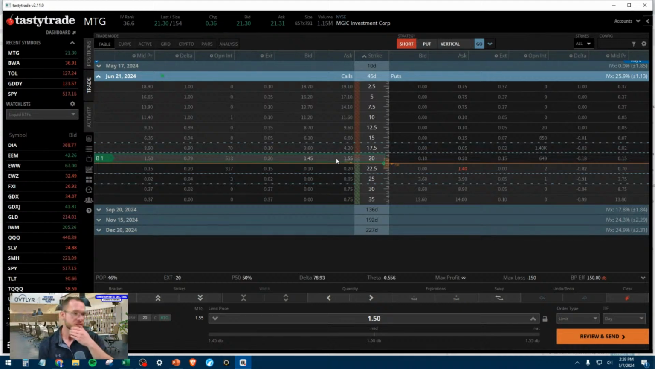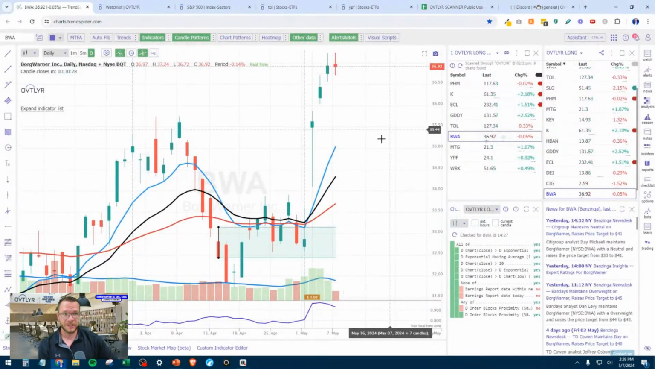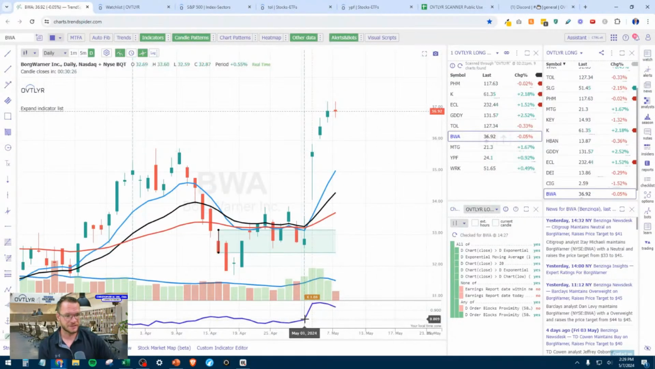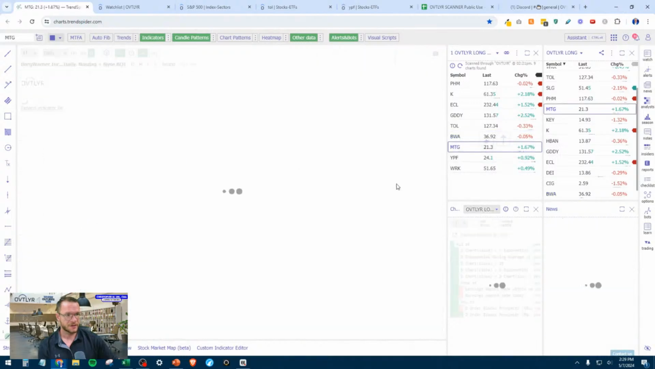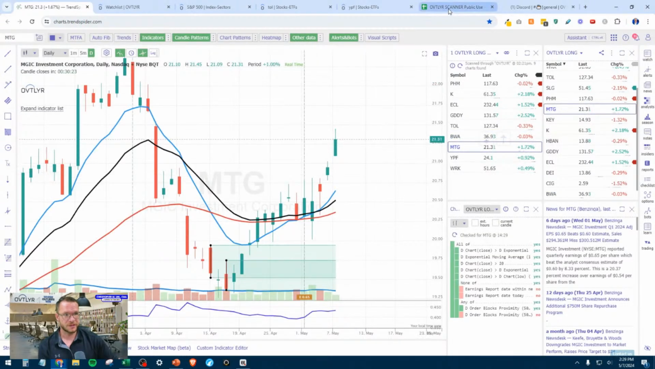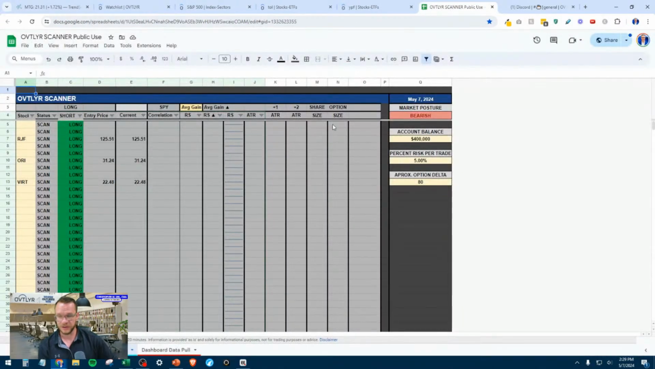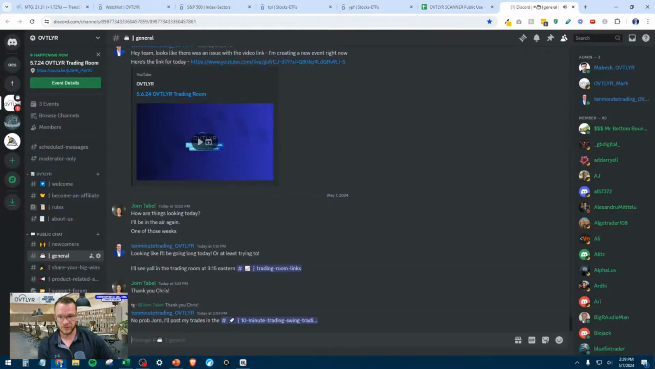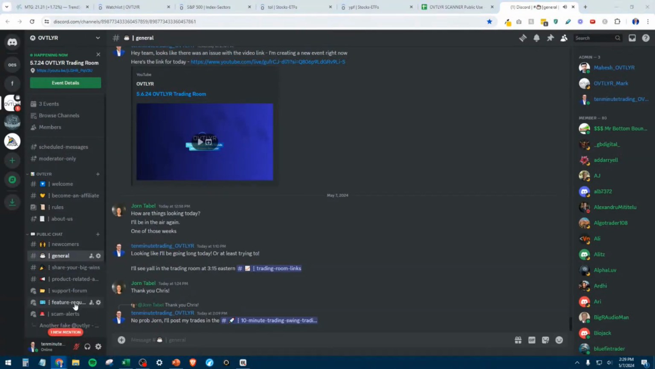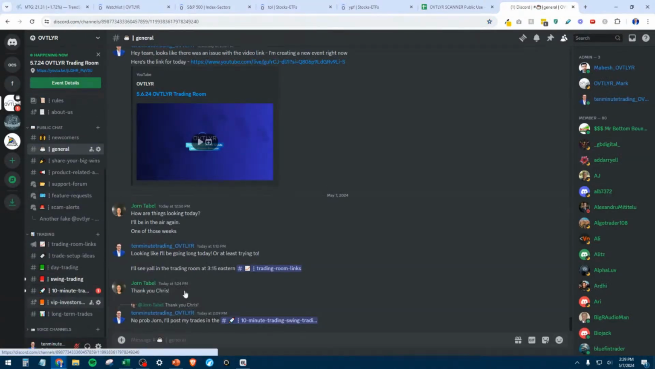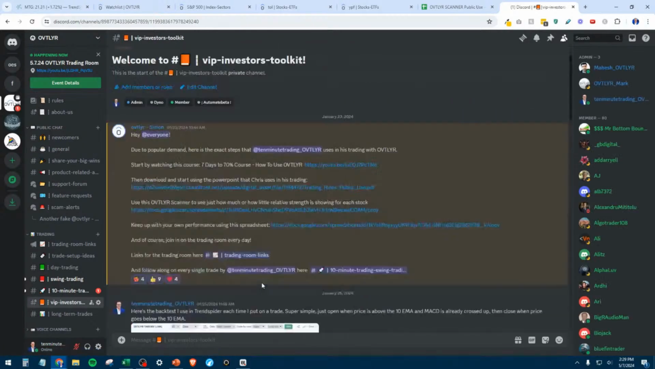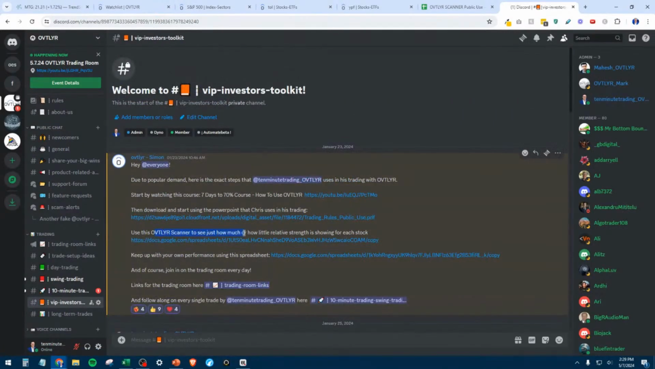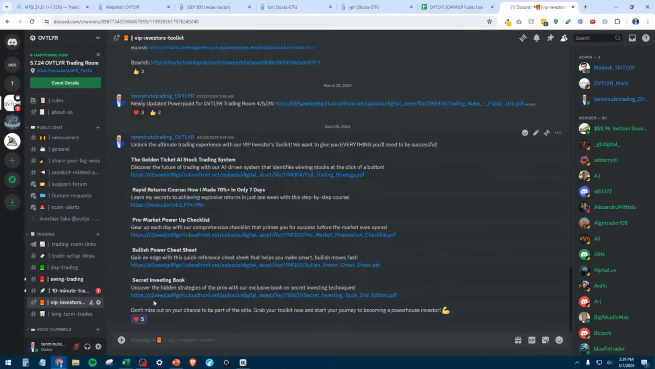Now, I always like to say, especially on these options that are really inexpensive, don't go hog wild, right? Don't go crazy. Go get the appropriate option size. The way you can do that is going to the outlier scanner, which I have for you in the Discord group in the VIP Investors Toolkit. If you scroll all the way up, you can see the outlier scanner. Go ahead and grab that.